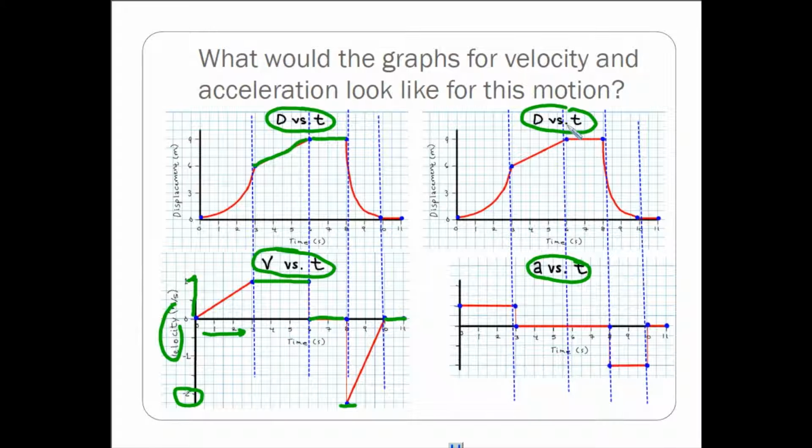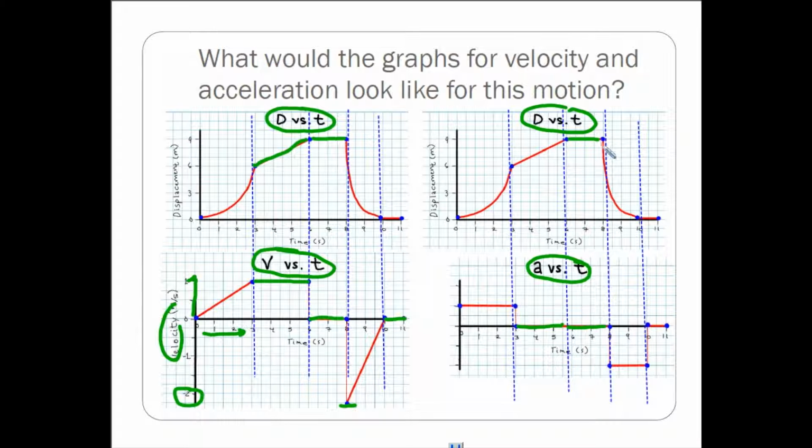Analyzing the displacement versus time graph with the acceleration versus time, in each one of these cases, I can analyze the acceleration. From 0 to 3 seconds, I'm getting faster and faster, but my acceleration stays constant. From 3 to 6 seconds, I'm moving at a constant speed, which means that my acceleration is 0. From 6 to 8 seconds, I am not moving any longer, which means that my acceleration is still 0.